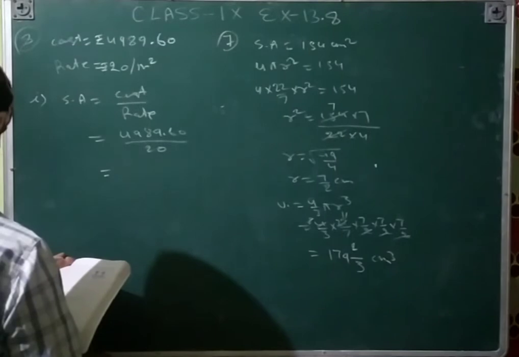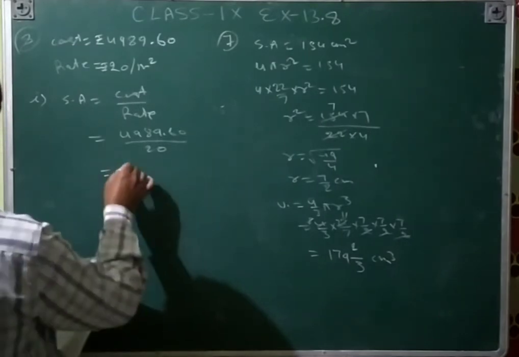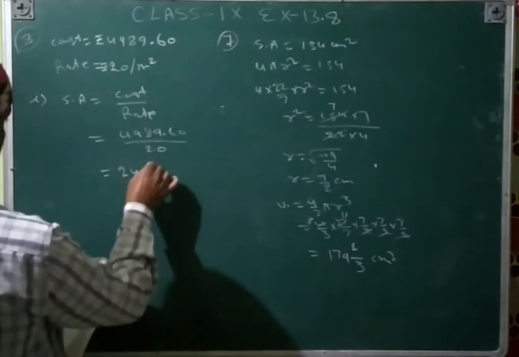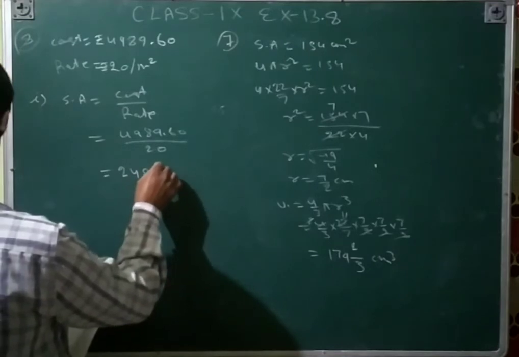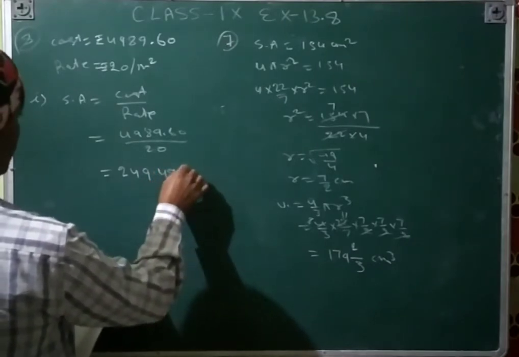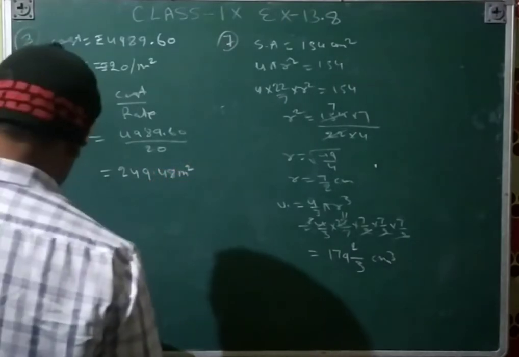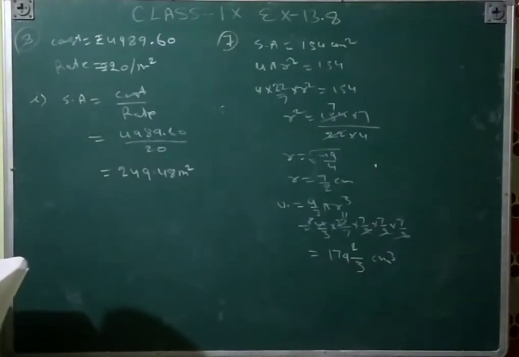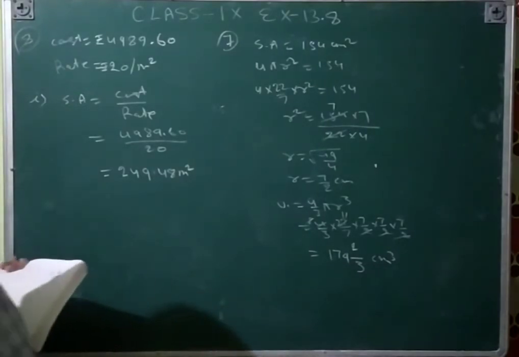That will be 249.48 meter square. And then the volume of air inside the dome. We need to find the volume.